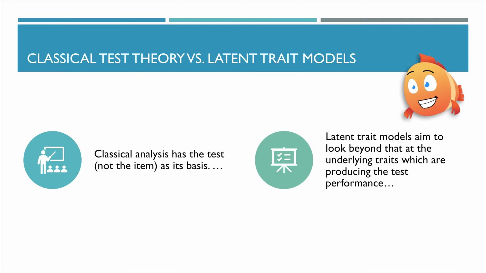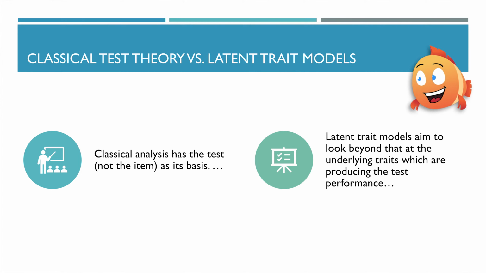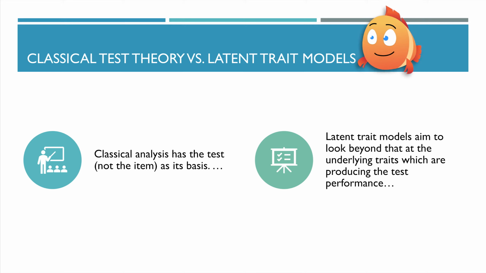So, classical test theory versus where we're going with latent traits. Classical test theory has the test, not the items, as its basis. So although the statistics generated are often generalized to similar students taking a similar test, they really only apply to those students taking that specific test. Versus latent trait models, so that's also the factor analytic model, which look beyond that to the underlying traits that are producing that test performance. They're measured at the item level and in theory provide sample-free measurement. Here the model's doing a lot more of the work.